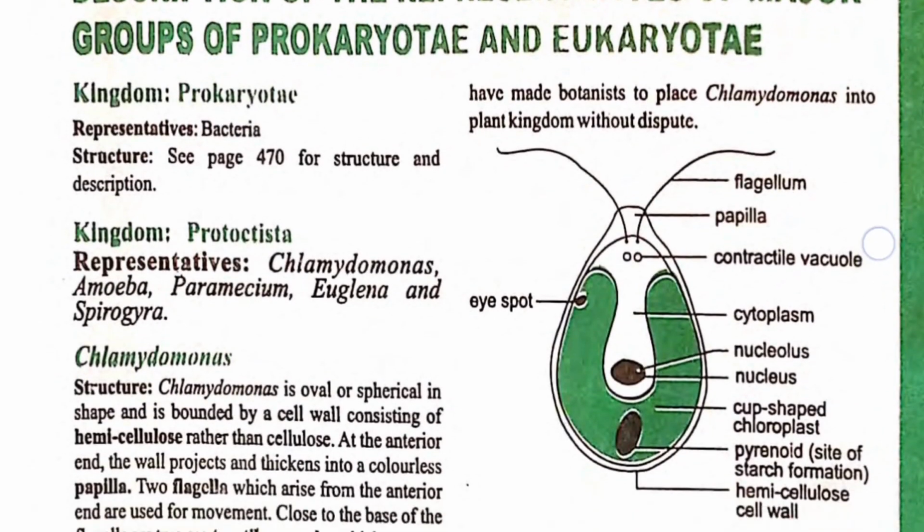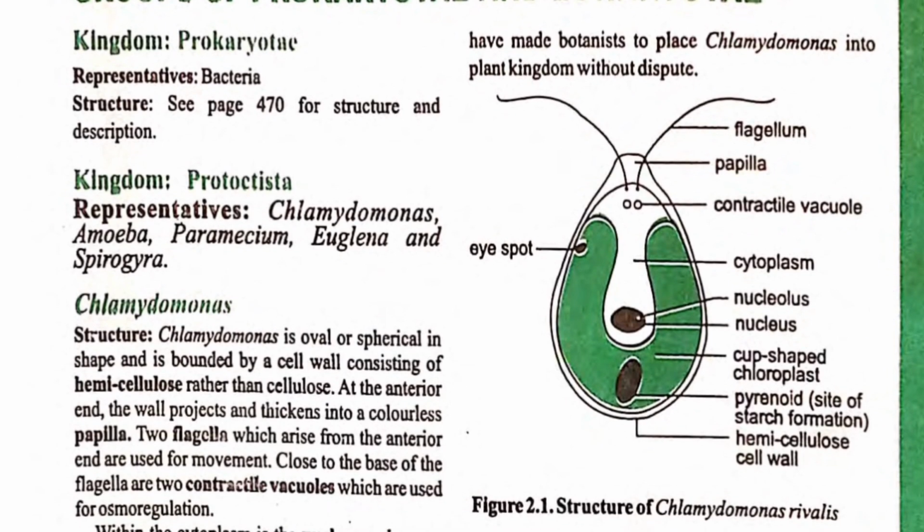So now, as discussed earlier, let us look at the structure of this Chlamydomonas. So we can see, starting from the flagellum, which is for what? Locomotion. Then we can see the papilla. We can see the contractile vacuole for osmoregulation. We can see the eye spots, which serve as the spots to receive stimulus, that's light, so that it can move towards the source to carry out photosynthesis.